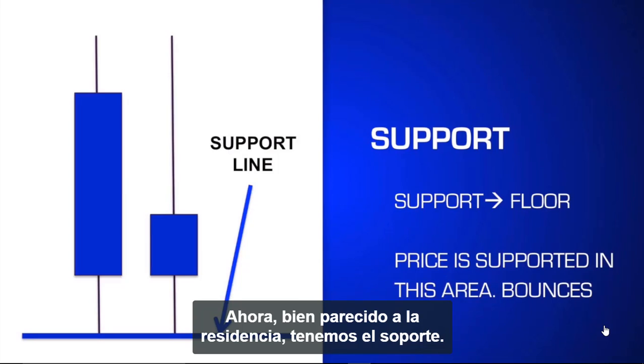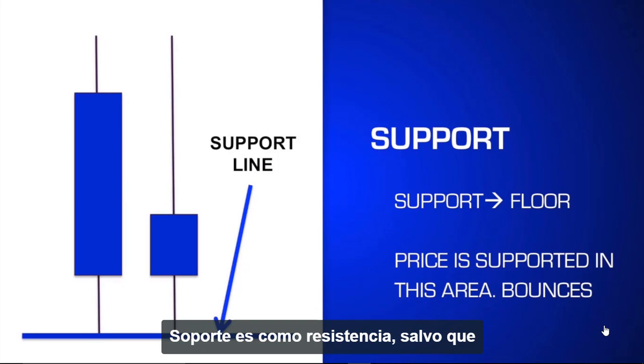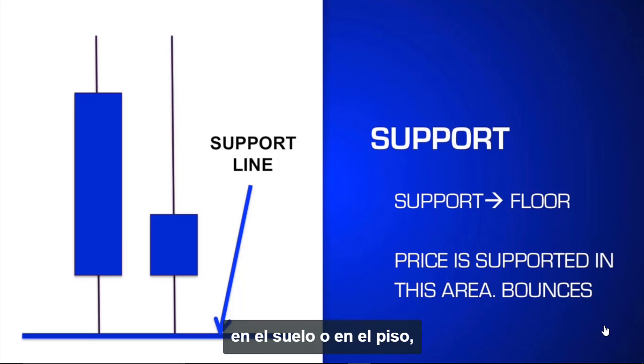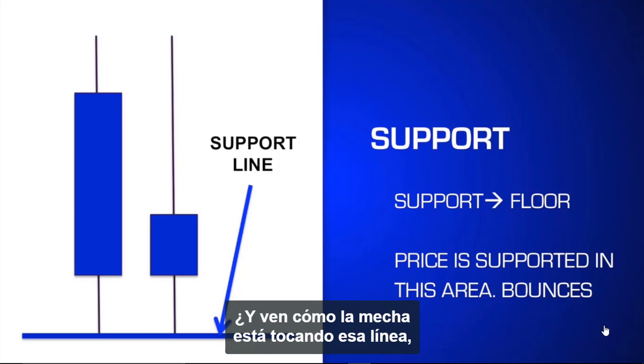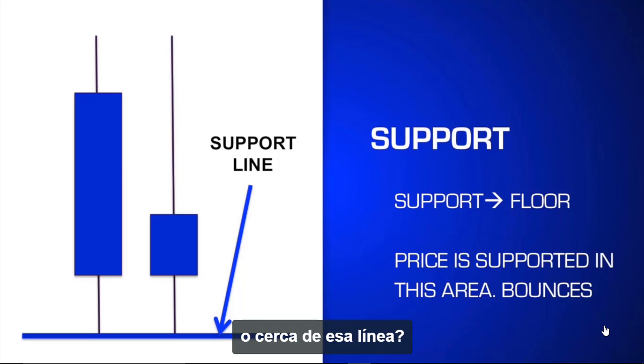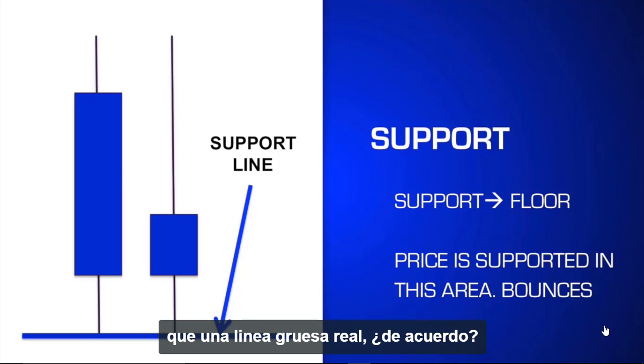Now, much like resistance, you have support. Support is like resistance, except it's like a floor or it is a support. So in the same way you stand on the ground or on the floor and the floor holds you up, price is held up in this area. So no, obviously it's not literal. The line is not actually holding price up, but you can see how price made its way down to that area, and you see how the wick is touching that line or near that line. That line is more of a region than it is an actual hardcore line. All right. But support is like a floor.